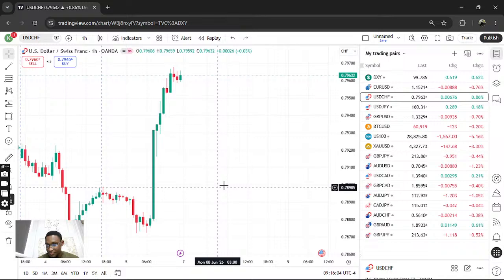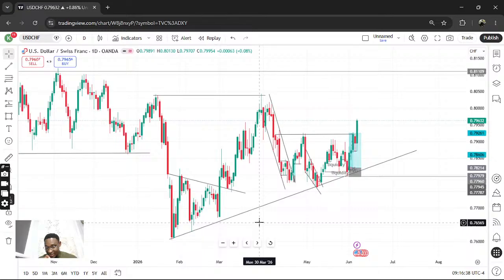Now, whatever dollar index, whatever dollar is doing, USD CHF does exactly the same thing. If your DXY is bullish, USD CHF will be bullish, because USD is the main currency in that particular pair, which means it controls the pair. If it is strong, that particular pair will also be strong. If it is weak, that particular pair will be weak, because it is the base currency.